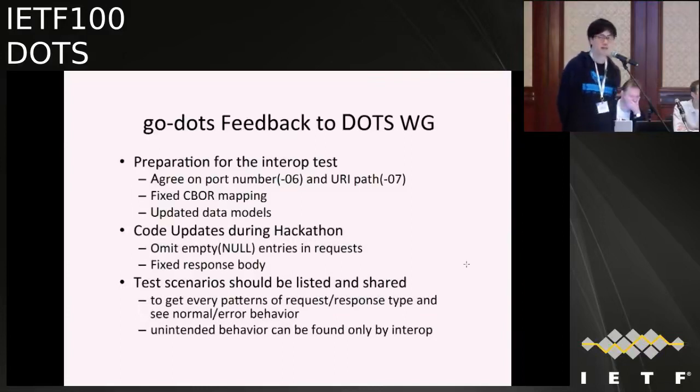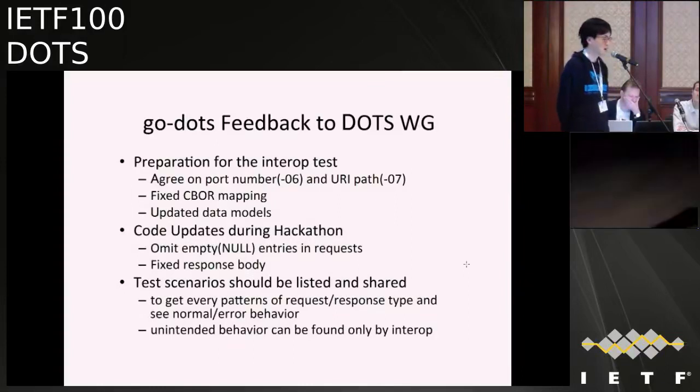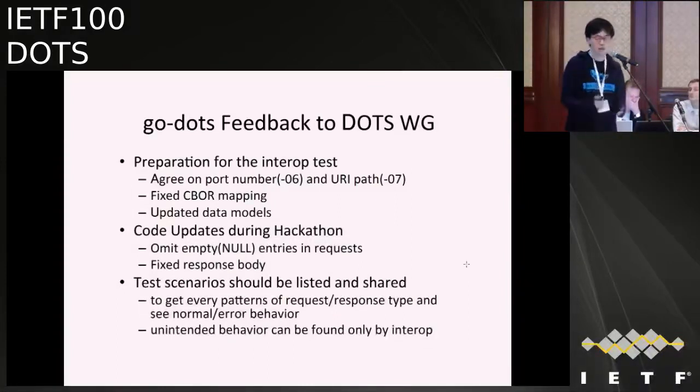The third point is the most important feedback to the DOTS working group. In order to find unintended behavior, we need a test scenario which covers all of the situations of the request and response types and normal and erroneous behavior. So the test scenario should be listed and shared with the working group. So we will work on that.